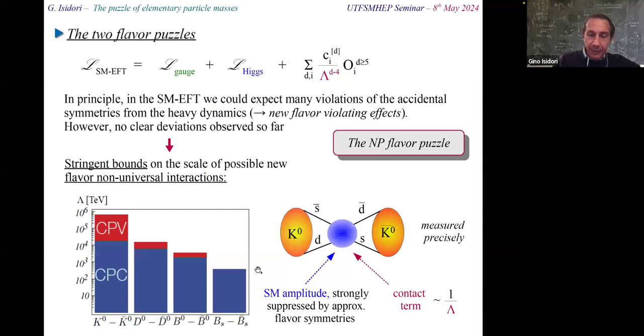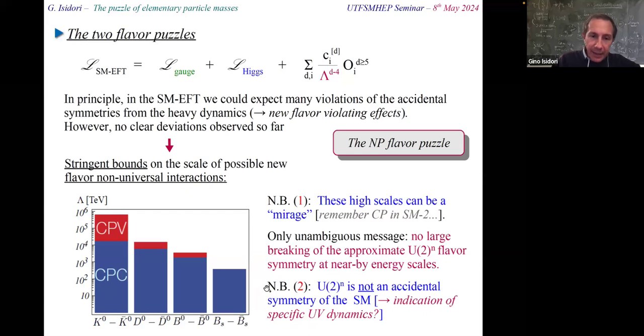But again, I did this discussion about K-bar mixing before to stress the fact that these bounds should not be overemphasized. So these high scales, which are often advertised, can be a mirage, exactly as the 10 to the 4 in the standard model 2 turned out to be the top mass. However, there is a clear message from this scale, that there is no large breaking of the approximate U(2)^n flavor symmetry at nearby energy scales. So if this new physics is nearby, it should respect the approximate symmetries which are present in the standard model Lagrangian.